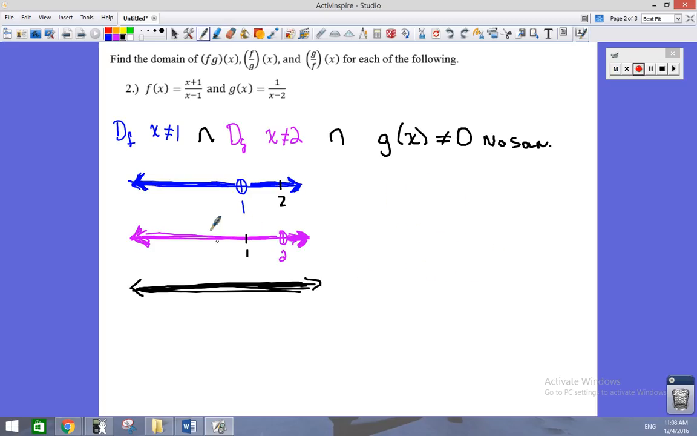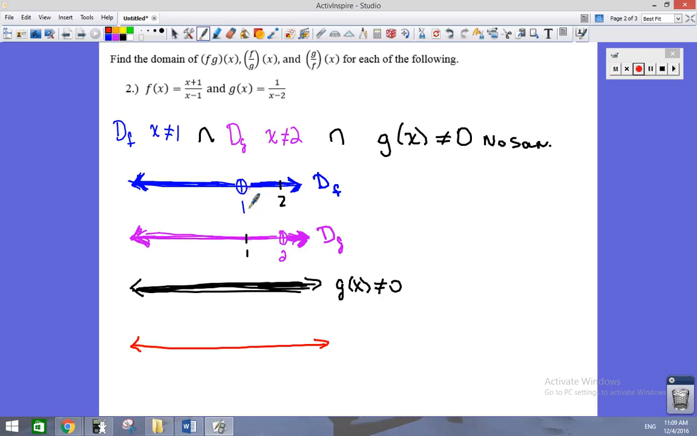If we draw a picture of our final answer intersecting these three sets, remember what these pictures represented: the first one represented the domain of f, the second one represented the domain of g, and the third picture represented the values of x that we threw out because they caused division by 0. All of these x's prevented g from being 0. So it added no new restriction.